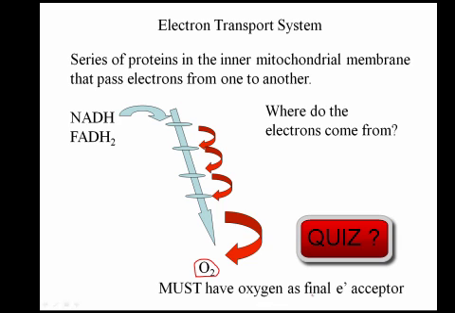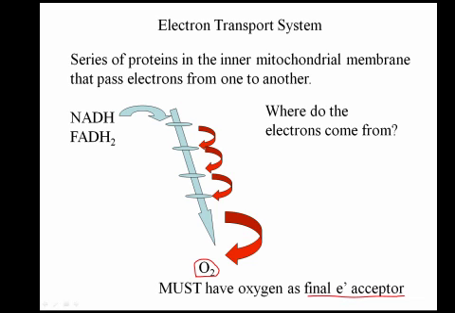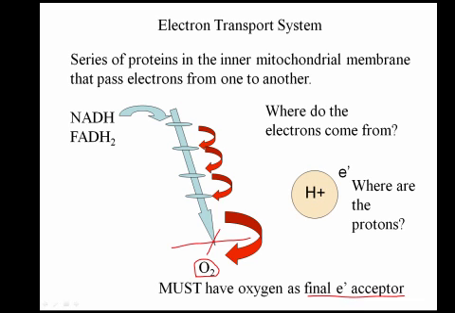So oxygen is the final electron acceptor in this process. If oxygen is not available, it's like putting a dam across a river. All of these reactions back upstream are going to stop if oxygen is not available. Now call timeout. This is the electron transport chain, so we are passing electrons from NADH and FADH2 to oxygen.